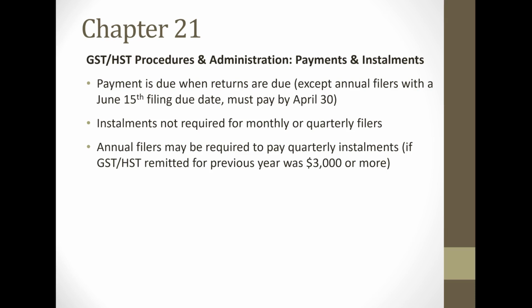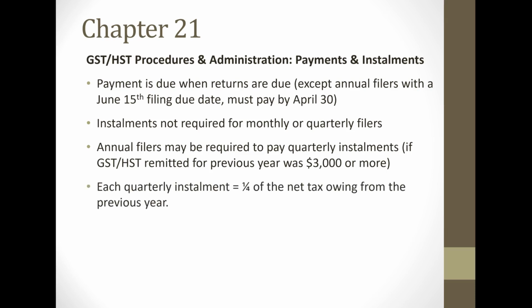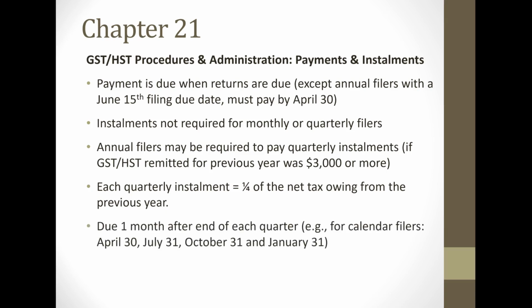If it was less than $3,000, then annual filers do not have to make quarterly installments. How do we calculate these quarterly installments? Well, 1/4 of the tax that was owing from last year. And when are these quarterly installments due? They're due 1 month after the end of each quarter.